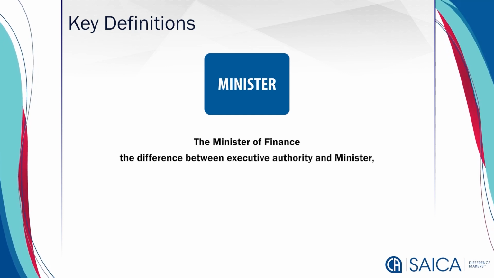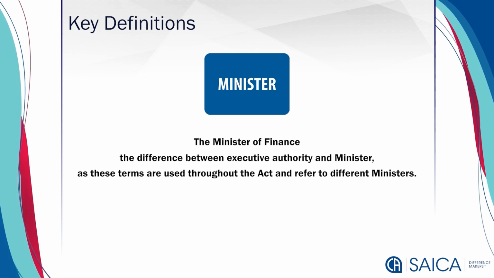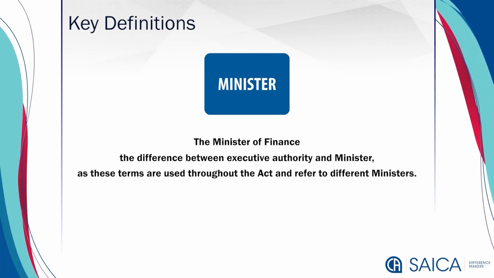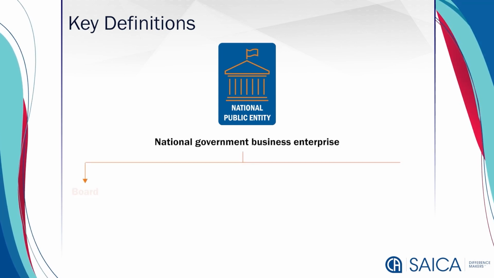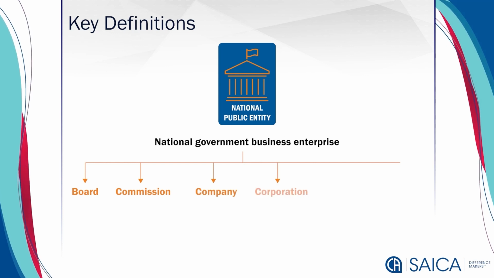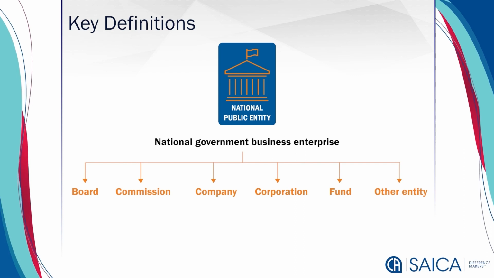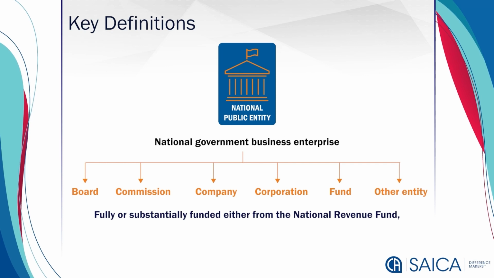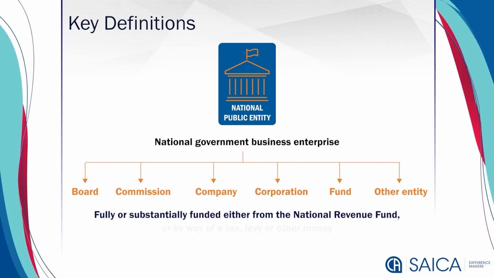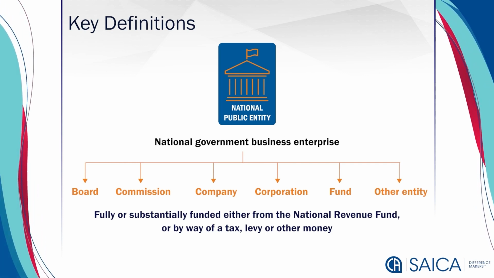Please note the difference between executive authority and minister, as these terms are used throughout the Act and refer to different ministers. National public entity means a national government business enterprise or a board, commission, company, corporation, fund, or other entity other than a national government business enterprise, which is established in terms of national legislation, fully or substantially funded either from the National Revenue Fund or by way of a tax, levy, or other money imposed in terms of national legislation and accountable to Parliament.